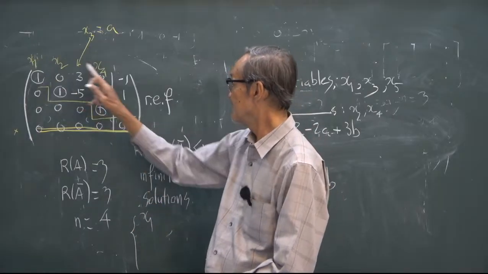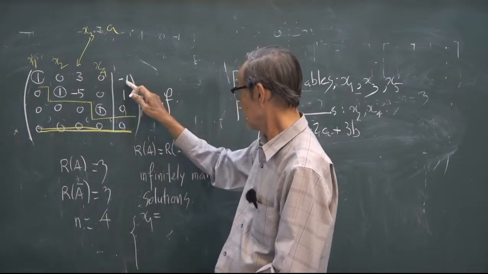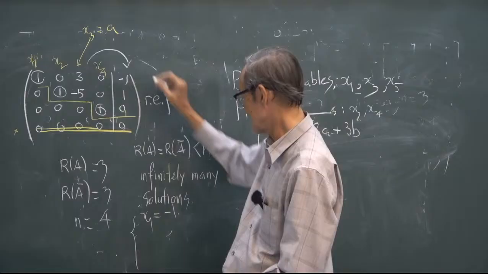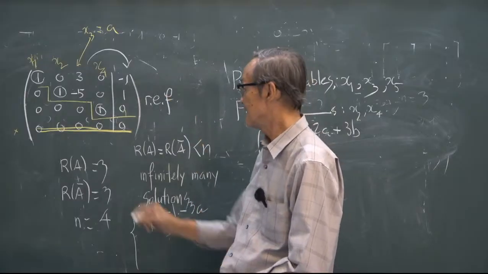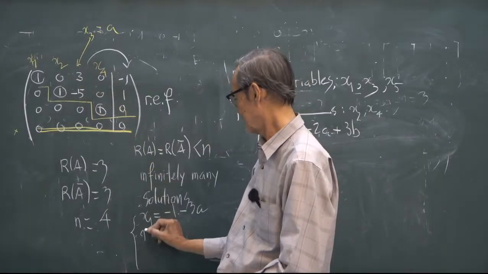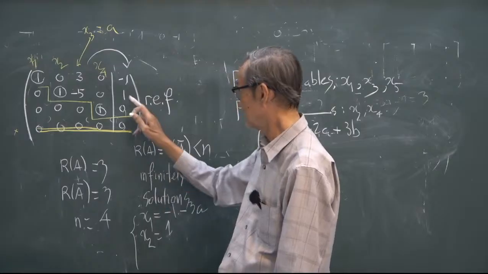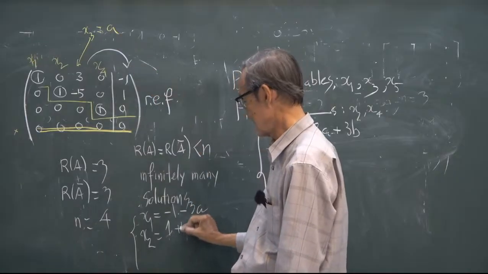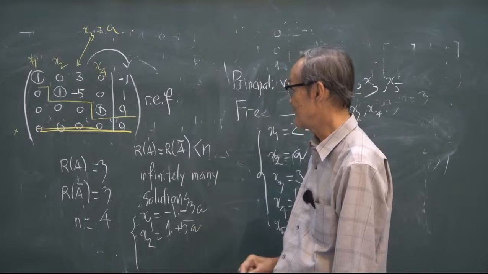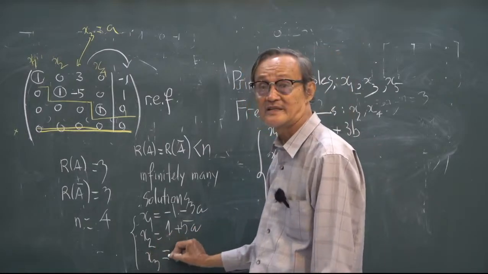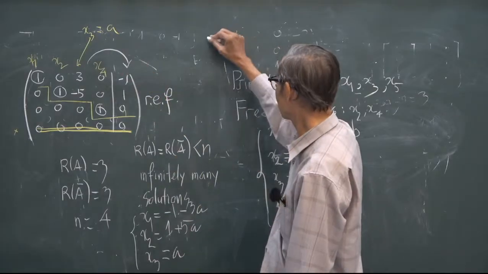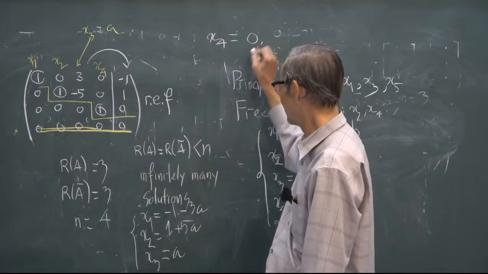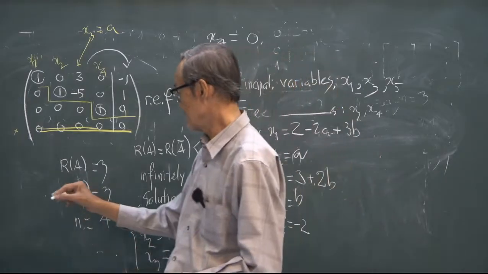Now the solution. x1 equals a number, 3 times a, move to the right-hand side, minus 3a. x2 here equals a number, minus 5a, move to the right-hand side, plus 5a, and x3 is a. x4 here equals 0. Stop here. Thank you.